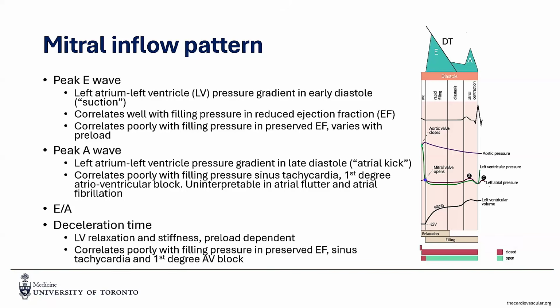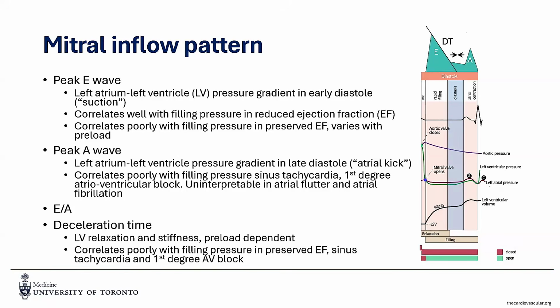In contrast, we also have the peak A wave, which reflects the pressure gradient between the left atrium and the left ventricle during late diastole, and it's generated by the atrial contraction or the atrial kick. In general, the interpretation becomes unreliable, specifically in sinus tachycardia, because in this situation, we actually have a shortening of the diastasis phase, which we know is most affected in people with tachycardia.